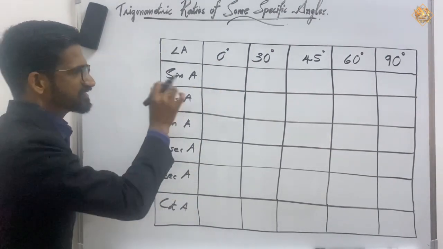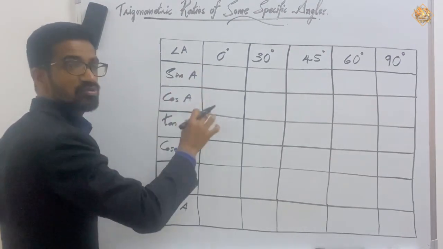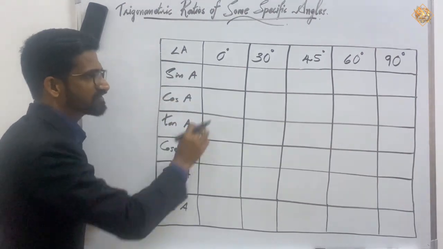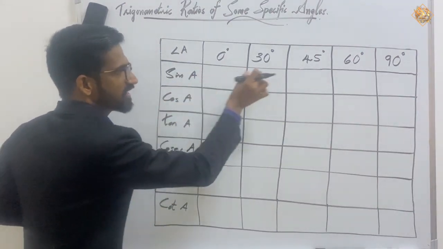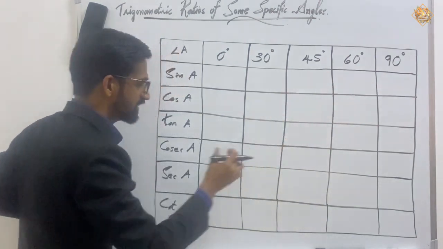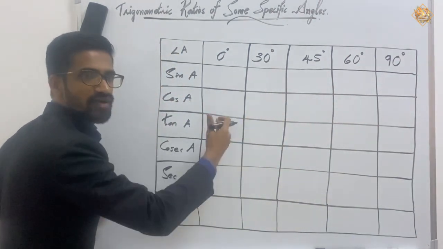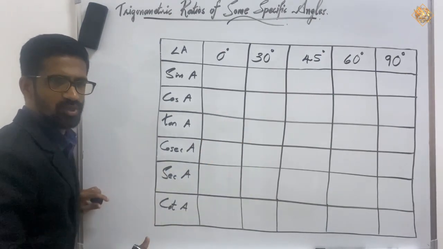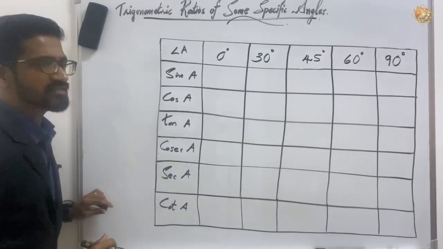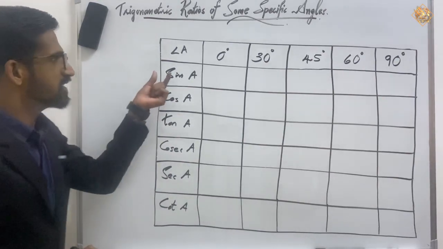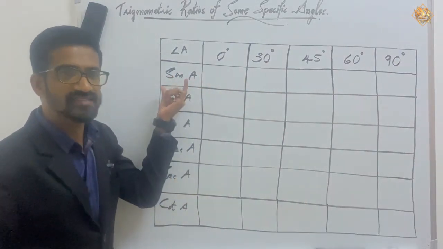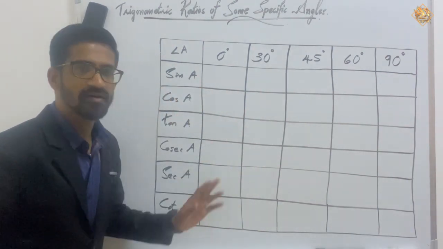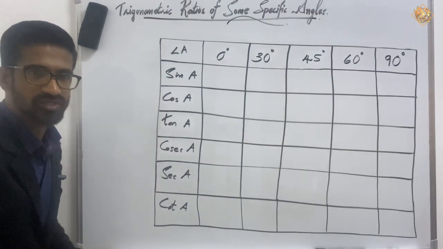Okay, students. So first, sine A. This table will be helpful for you to get the values for each of these angles. For example, sine 0, sine 30, sine 45, sine 60, sine 90. Similarly, cosec 60, cosec 45, sec 90. All the values we are going to discuss. It's very easy. First, we just need to learn by heart the 5 values of sine A. With that, we will be able to write the remaining values of all the other trigonometric ratios.